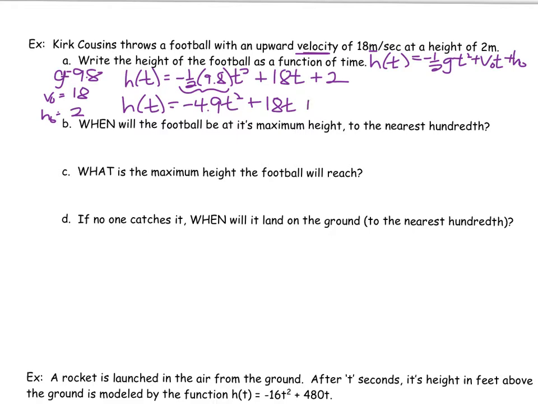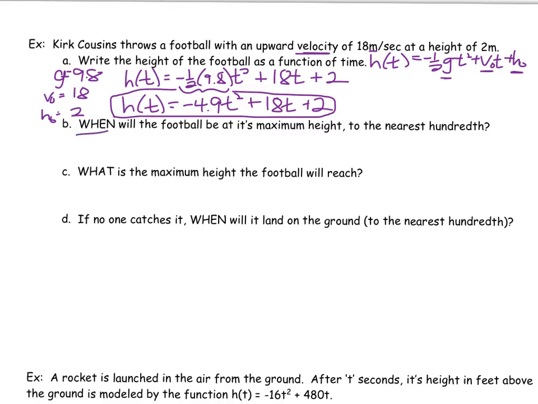Plus 18t plus 2. That is our equation. So if one isn't given to you, you should have enough information to plug in the values for g, v sub o, and h sub o in the projectile motion formula. Let's use that formula to answer the rest of the questions.